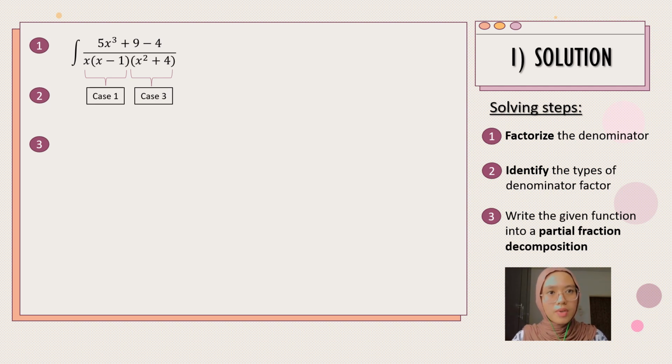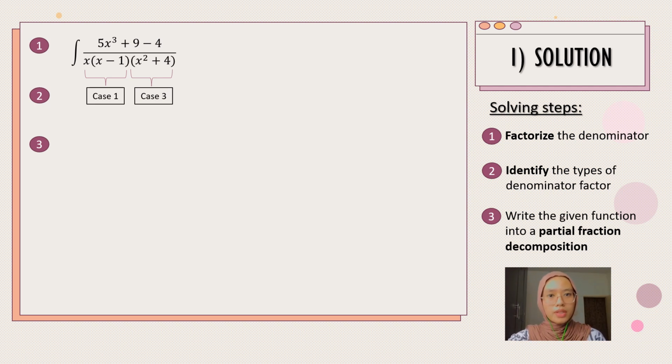So the front denominator is case 1 because the denominator is a product of different linear factors, while at the back, which is the x squared plus 4, is case 3 because the denominator contains an irreducible quadratic factor. The third step of the solution, write the given function into a partial fraction decomposition. Based on the question, we already identified the types of denominator factor, which is case 1 and also case 3.